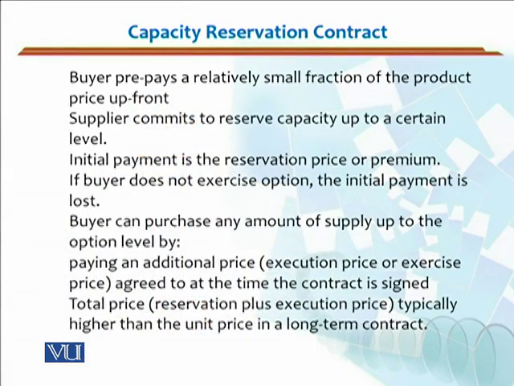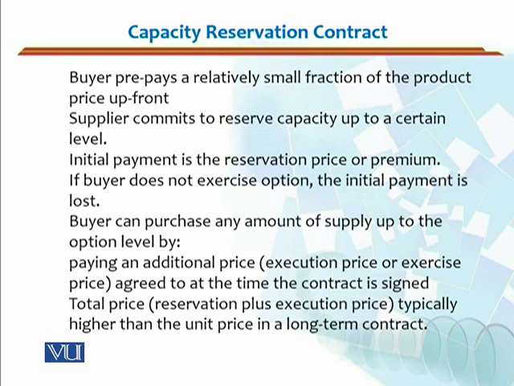Let us take some of the important points of the capacity reservation contract. The buyer prepays a relatively small fraction of the product price upfront. That is the reservation price. The supplier commits to reserve capacity up to a certain level. The initial payment is the reservation price or premium. If the buyer does not exercise the option, the initial payment is lost. The buyer can purchase any amount of supply up to the option level by paying an additional price, that is the execution price or the exercise price.